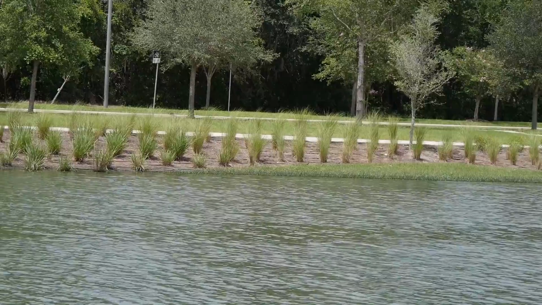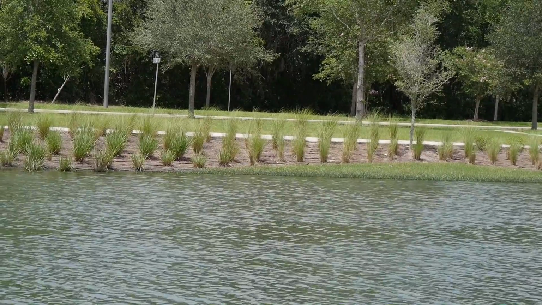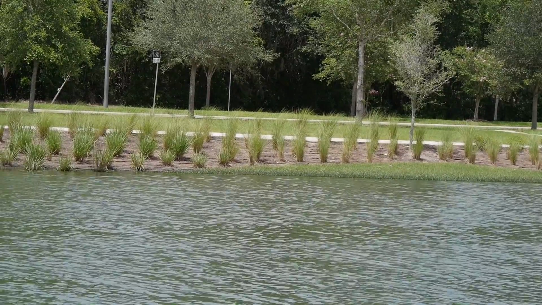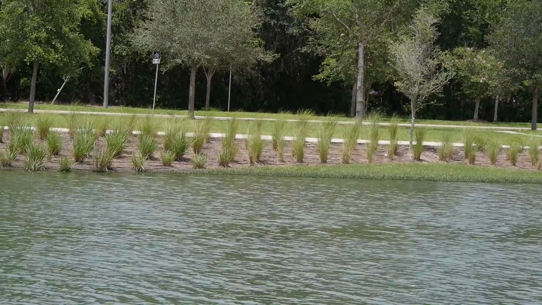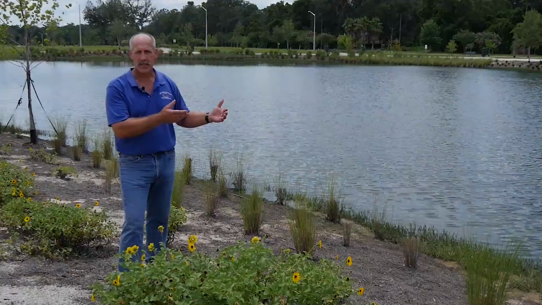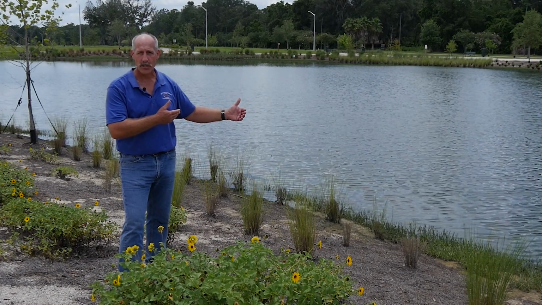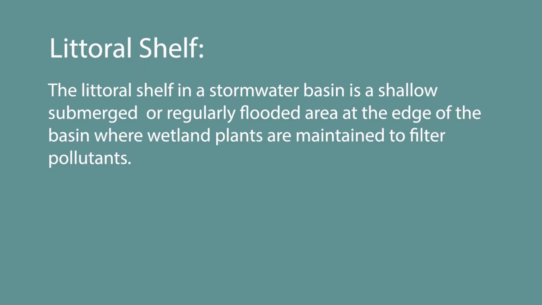But what we don't see in this particular basin is a whole lot of vegetation actually in the water. And that water is where the nutrient uptake is going to occur and the reduction in some of the contaminants. So if we had more of a littoral shelf planting along that zone of the shoreline that's flooded on a regular basis, that would help us treat the water and remove some of those contaminants.